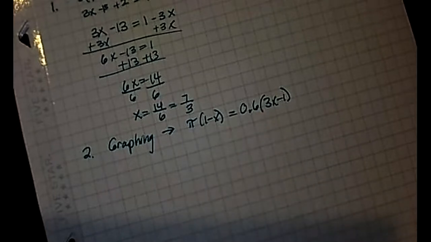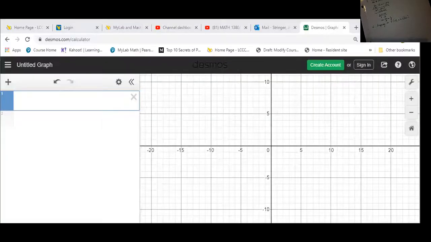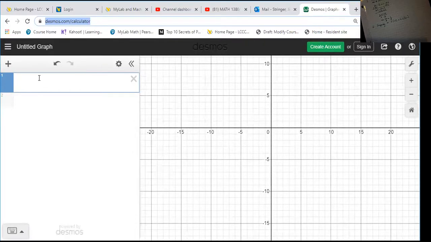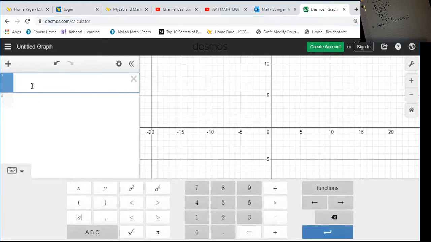I'm going to share my screen here and show you how to use this Desmos calculator. Let's see where I have it. So here is the Desmos, and all you have to do is just go to Desmos graphing calculator, DESMOS, and it will bring you here. You can get in here. Down here is the keyboard. So what I'm going to do is I'm going to type in the left side of the equation, on the left side of the equal sign.